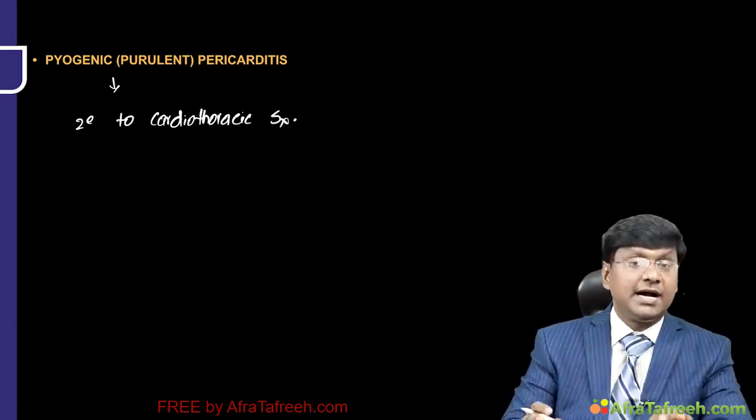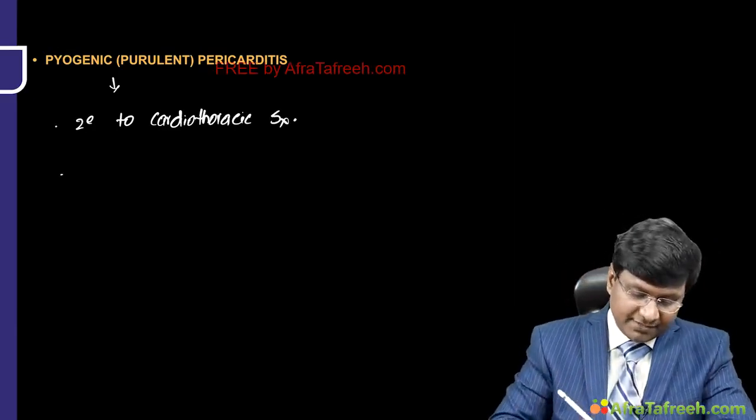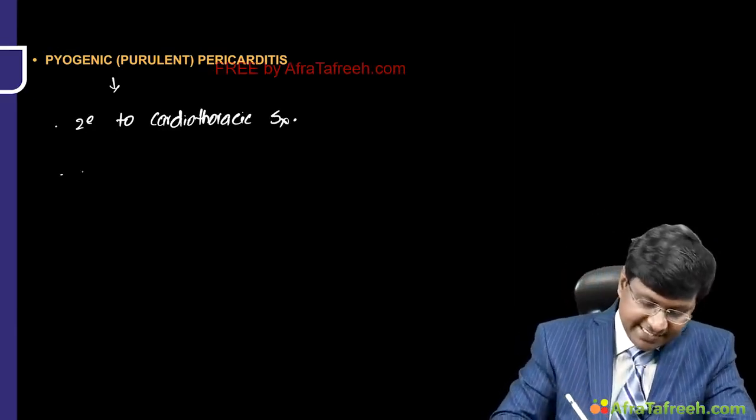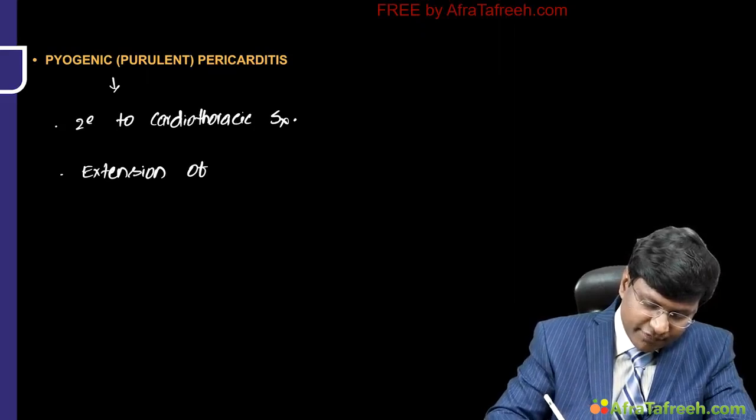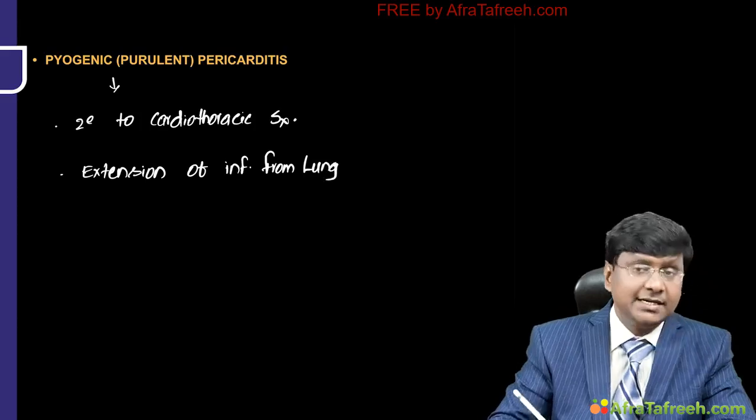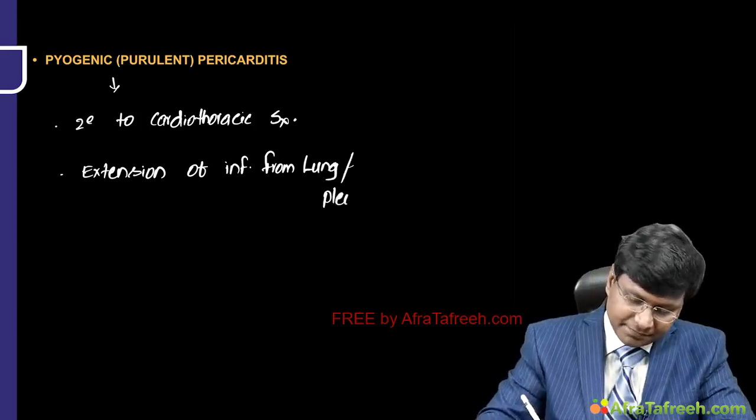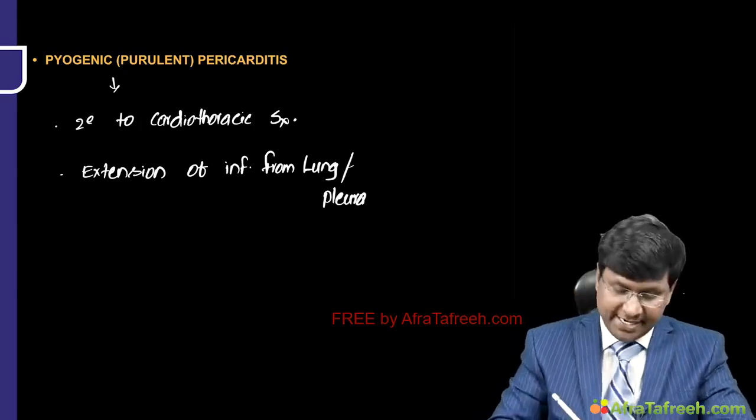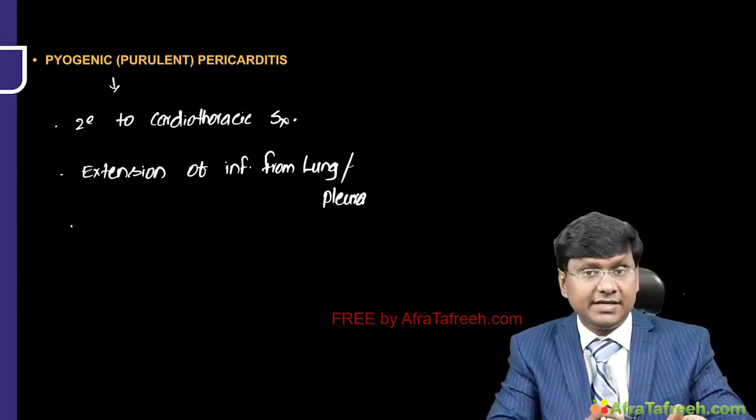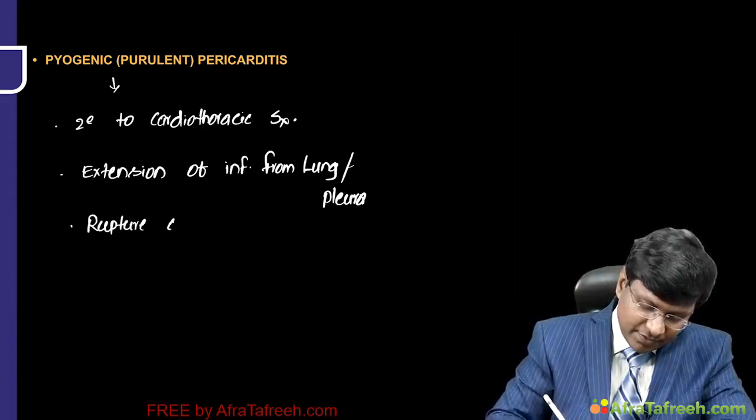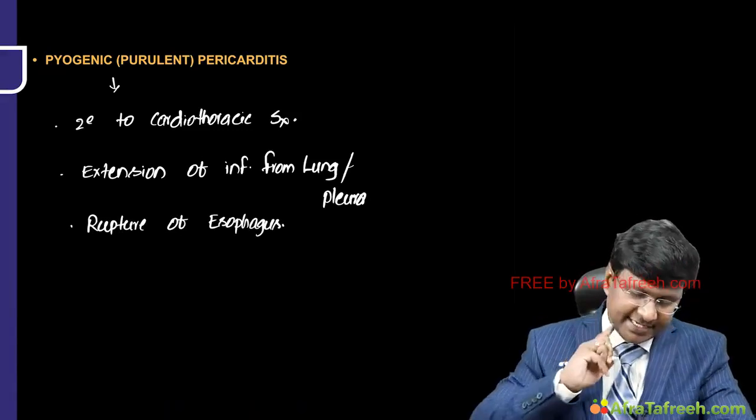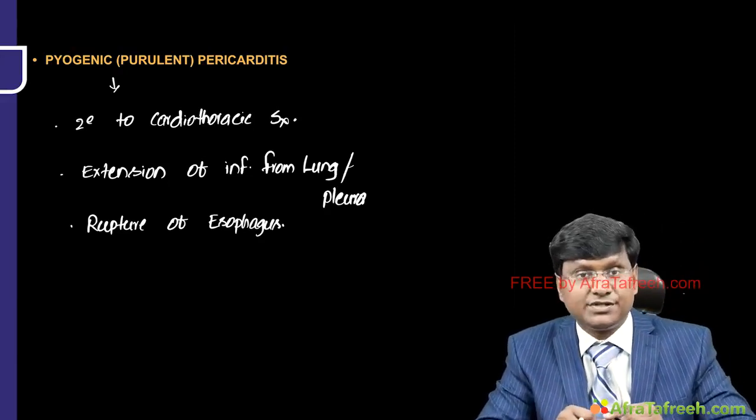It is secondary to cardiothoracic surgeries, or this pyogenic pericarditis can develop as an extension of infection from the lung or the pleural cavity, and even the rupture of the esophagus into the pericardial sac can induce the development of pyogenic pericarditis.